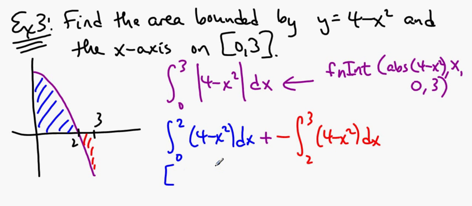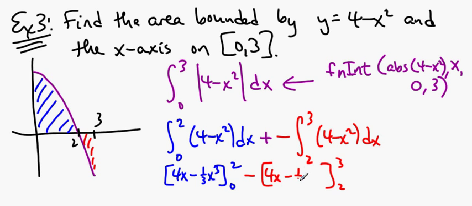Well, I find an antiderivative, evaluate between 0 and 2. And then I find an antiderivative, evaluate between 2 and 3. And I subtract all the answers. So let's see, antiderivative, that's 4x minus 1/3 x cubed. And that same antiderivative is going to work here. So what have I got? I'm going to sub in 2. I'm going to sub in 0 and subtract the answers.